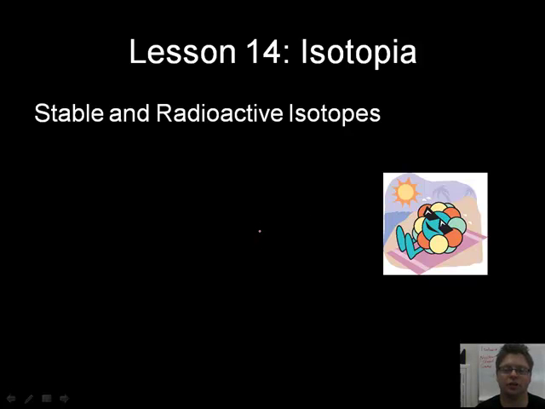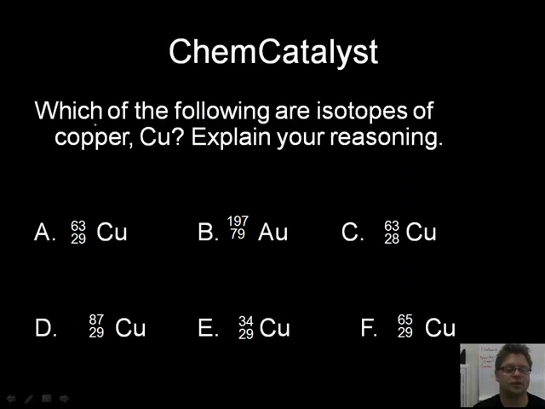Welcome to nuclear chemistry. In nuclear chemistry, we have to think of stable and what are called radioactive isotopes. So, looking at this question here, what do you think would be the isotope of copper? Answer the question in your head. Let's see what you think.